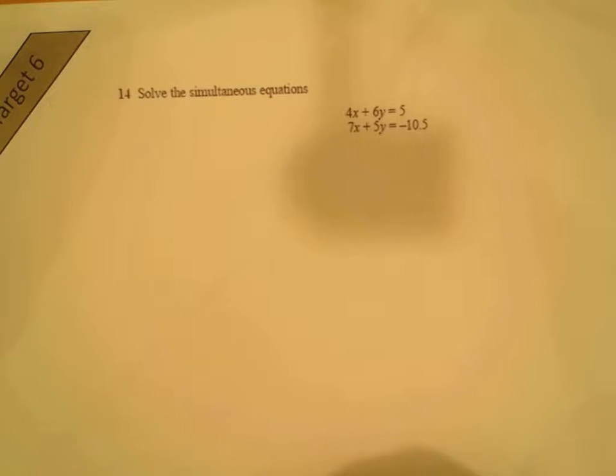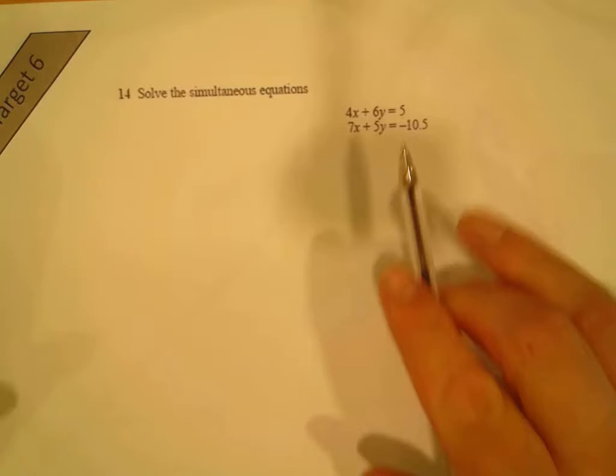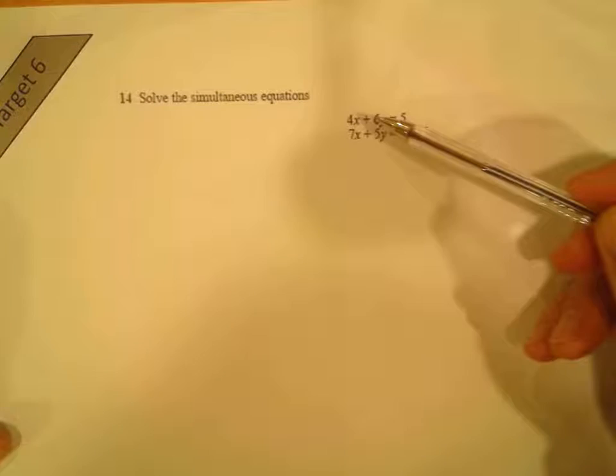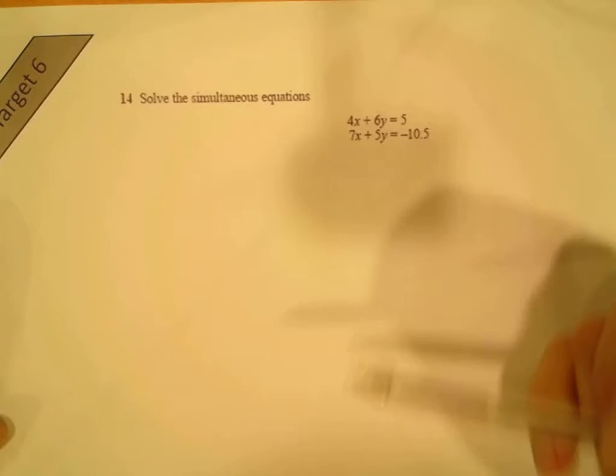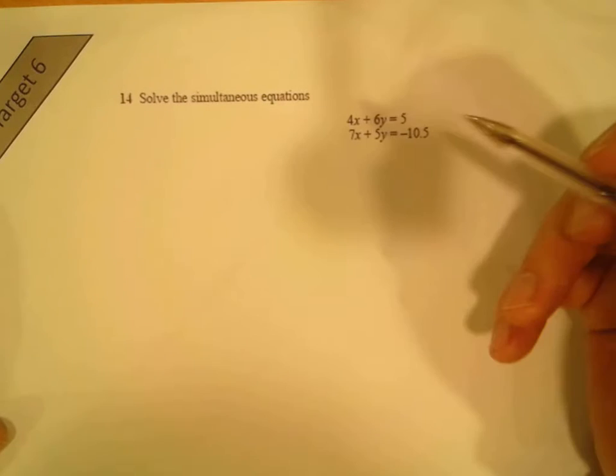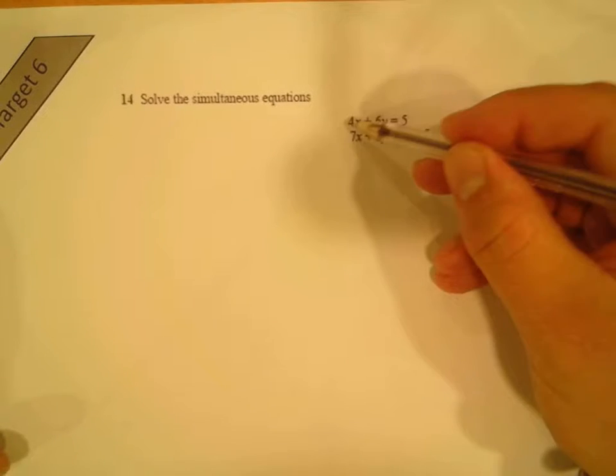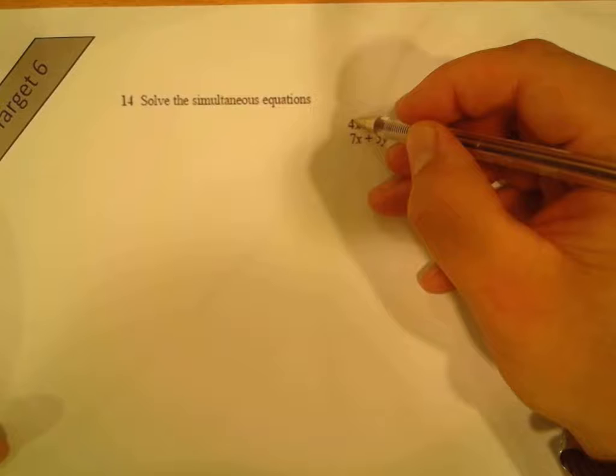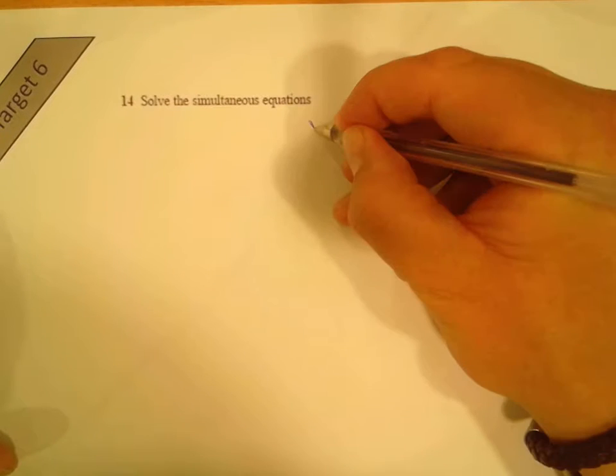Simultaneous equation. So I've got my simultaneous equation. Remember, within these, the x value is going to be the same, the y value is going to be the same. So I need to work to get the coefficient of either the x's or the y's the same. I'm going to work to get the x's the same. So I'm going to multiply all of this by 7 and all of this by 4.